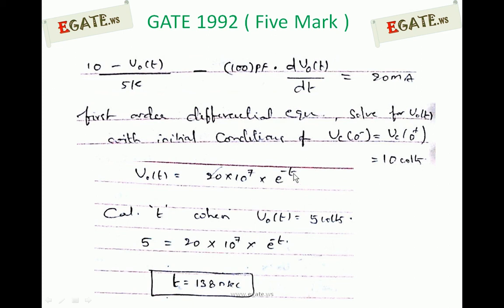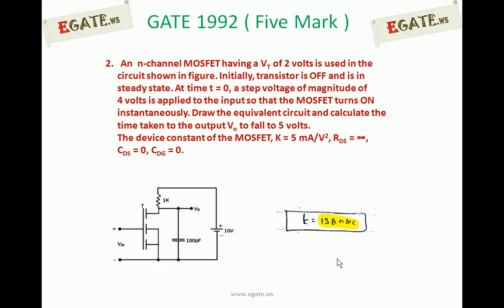To get the value of t at 5 volts, replace V0 of t with 5, so 5 is equal to 20 into 10 power 7 into e power minus t. So t is equal to 138 nanoseconds. This is the time required for the output to go from 10 to 5 volts. So the right answer for this question is 138 nanoseconds. Thank you.